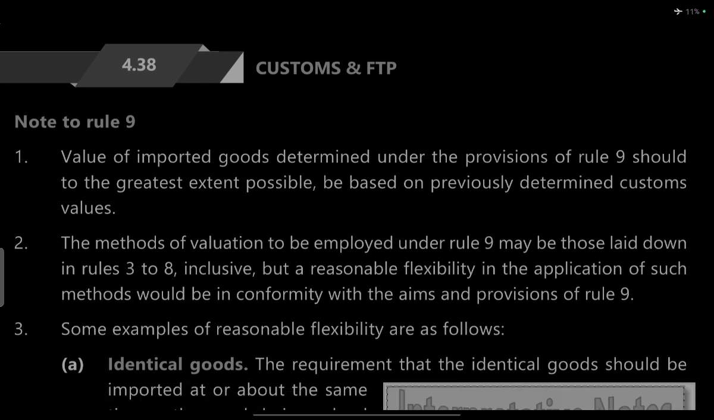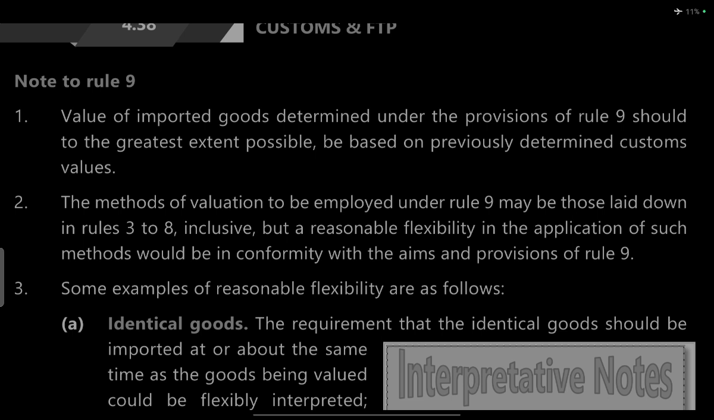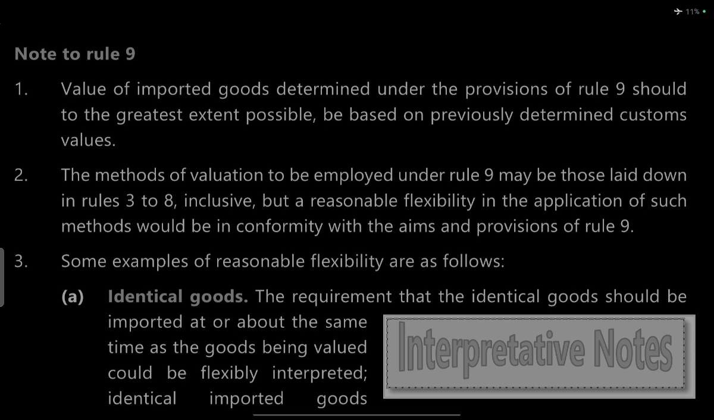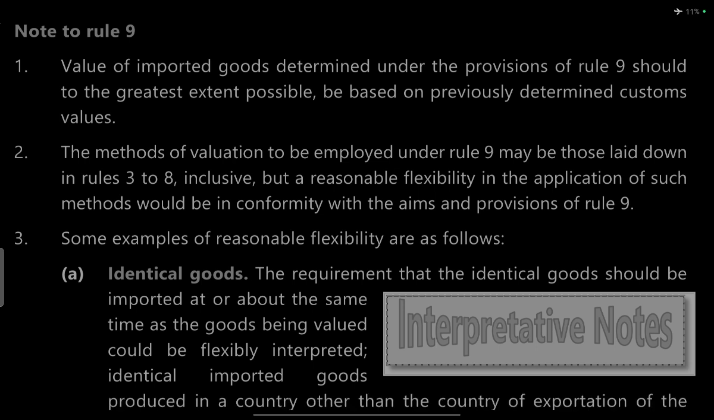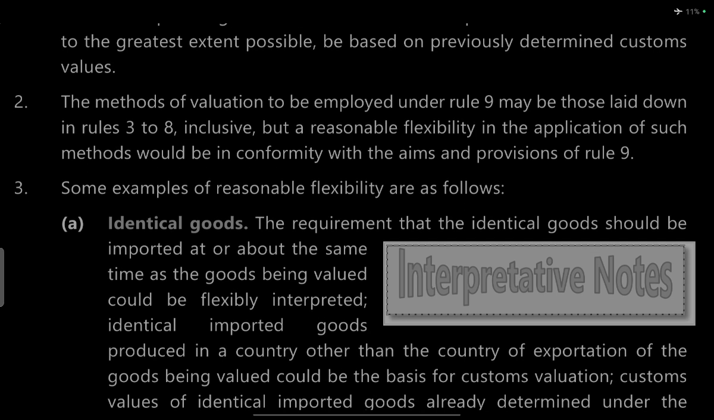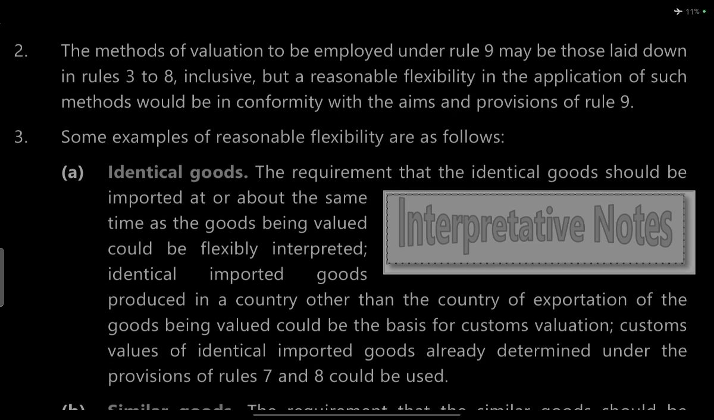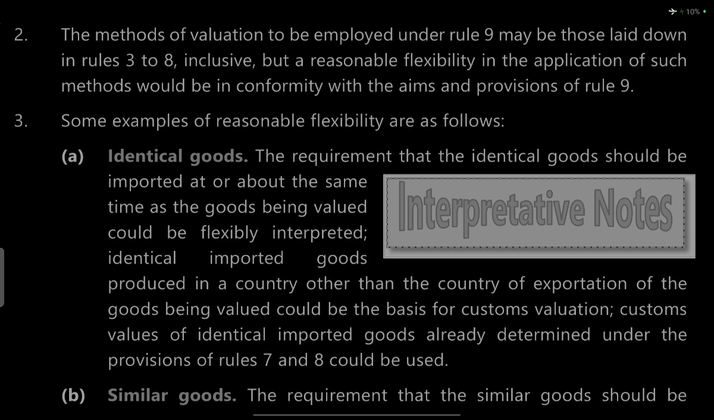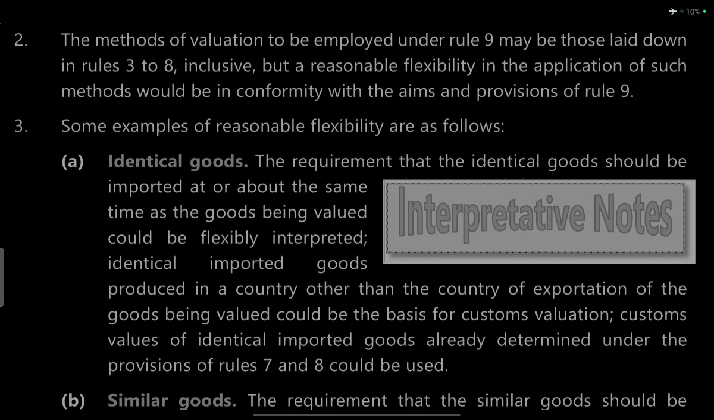Rule 9. The value of imported goods determined under the provision of Rule 9 should, to the greatest extent possible, be based on previously determined customs values. The methods of valuation to be employed under Rule 9 may be those laid down in Rules 3 to 8 inclusive, but with a reasonable flexibility in their application. Such methods must be consistent with the aims and provisions of Rule 9. Some examples of reasonable flexibility follow.